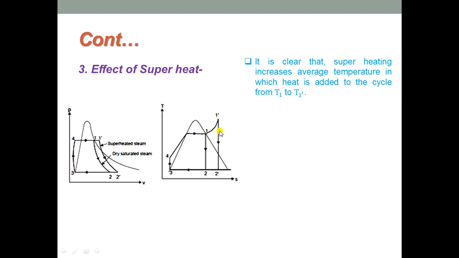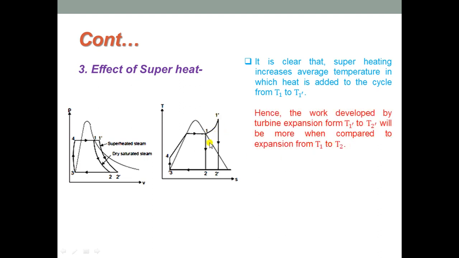And the heat expansion will be more. You can see here the expansion takes place from 1 to 2 in dry saturated case, but if it is a superheated case, the expansion has been increased from 1 dash to 2 dash. So, the length of expansion is more. So, for this reason we can say that increase in cycle efficiency will take place due to effect of superheat. If you take any working substance to superheated condition from a dry saturated condition, we can simply say that there is an increase in cycle efficiency because of this reason.